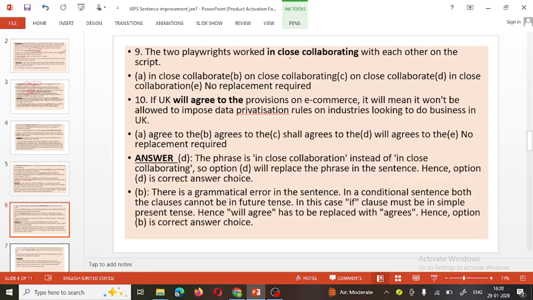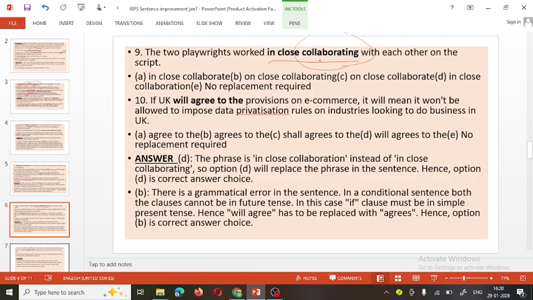Next: "Two playwrights work in a close collaboration with each other on script." Now the highlighted part is "in a close collaboration". The other options are: in close collaboration, on a close collaborating, on close collaborate, in a close collaboration, or no replacement. Here, instead of collaborating we need to use its noun form, collaboration. So "in close collaboration" should be the answer, and therefore option D is correct here.